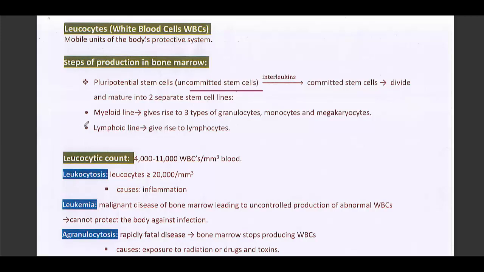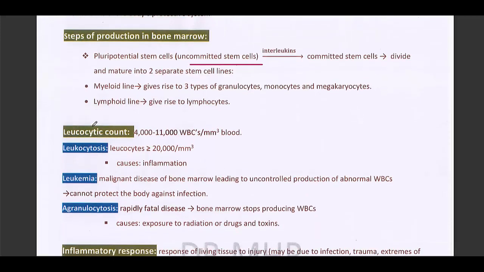The leukocyte count is normally from 4,000 to 11,000 white blood cells in the blood. Leukocytosis: leuko means white, cyte means cell, as we learned before, and tosis means condition, here meaning increase. Leukocytes increased to more than 20,000 can be caused by inflammation.